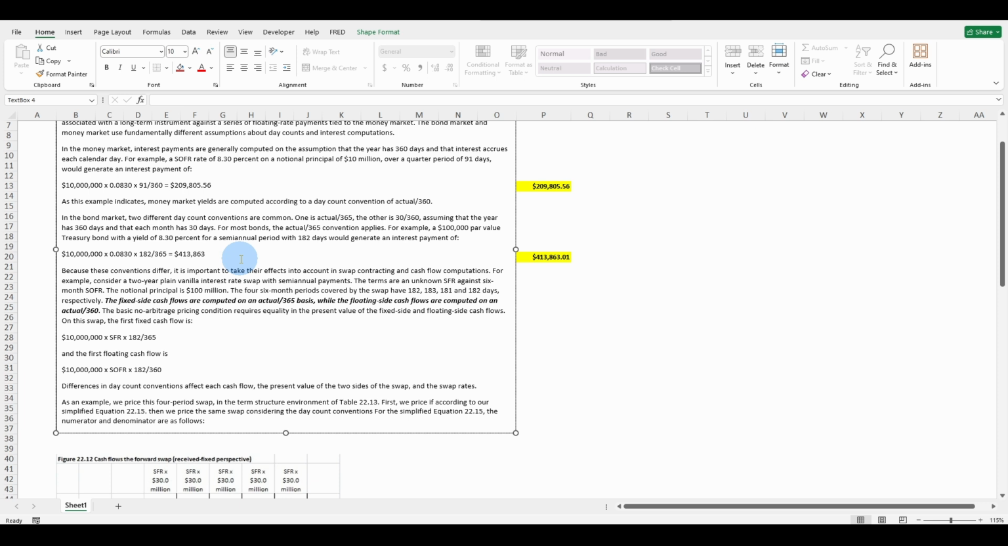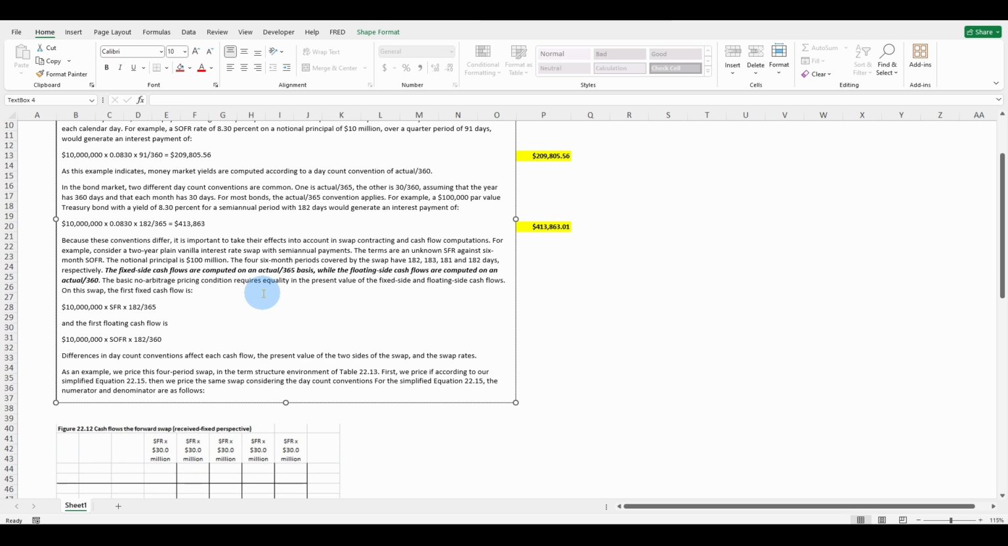equal to $413,863. Because these conventions differ, it is important to take their effects into account in swap contracting and cash flow computations. For example, consider a 2-year plain vanilla interest rate swap with semi-annual payments. The terms are an unknown SFR against 6-month SOFR. The notional principal is 100 million. The 4 6-month periods covered by the swap have 182, 183, 181, and 182 days, respectively.